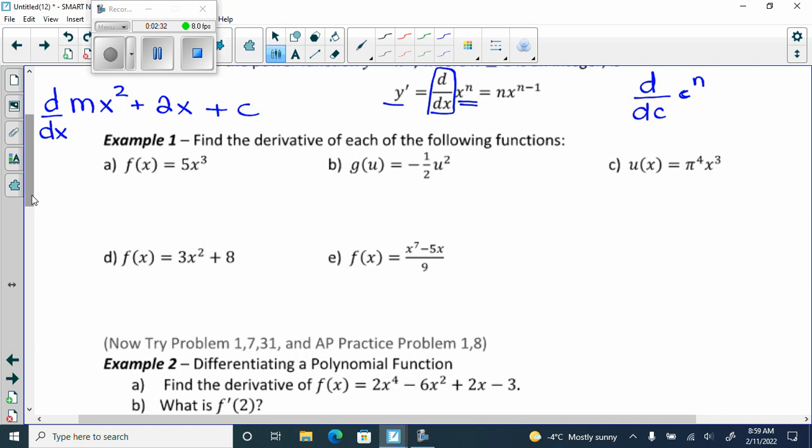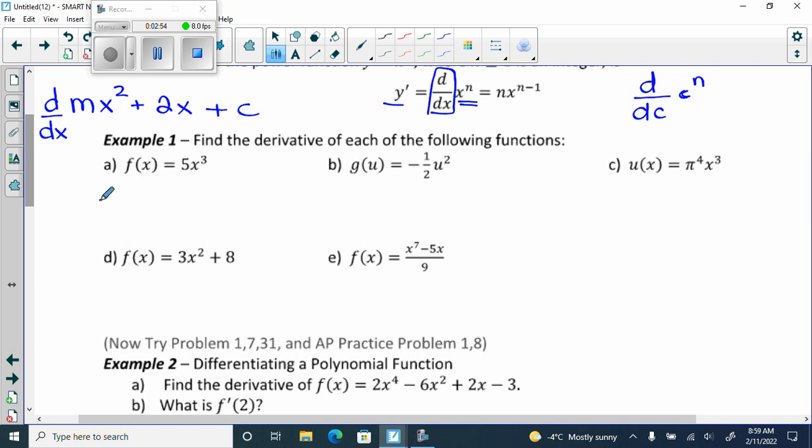You can always use power rule when it's a variable to some exponent that is a number. Variable to some exponent that is a number, correct? If I have a number to a variable exponent, I can't use it. If I have a variable to a variable exponent, I can't use it. So the only way I can use it is if I have a variable to an exponent by itself. Okay? So we're going to do the first one.